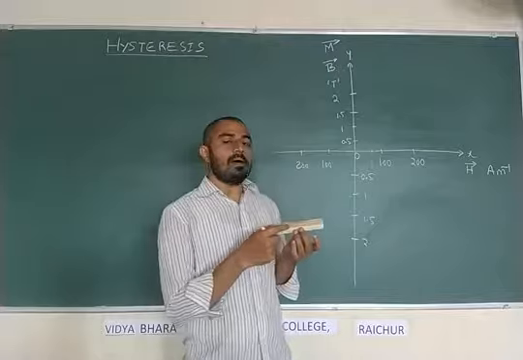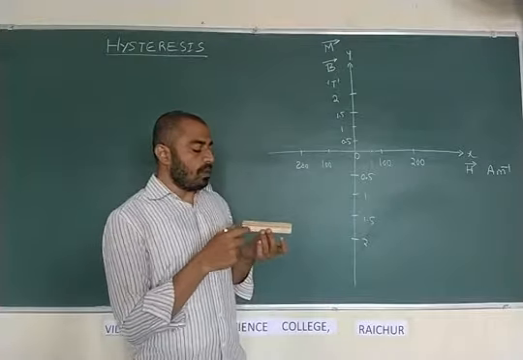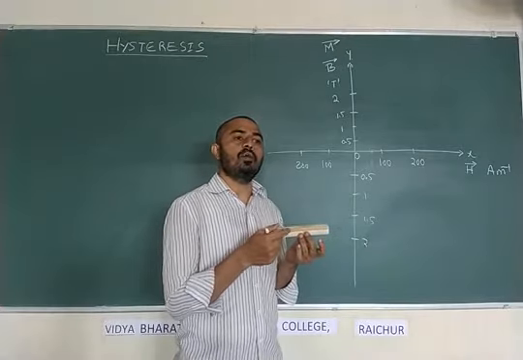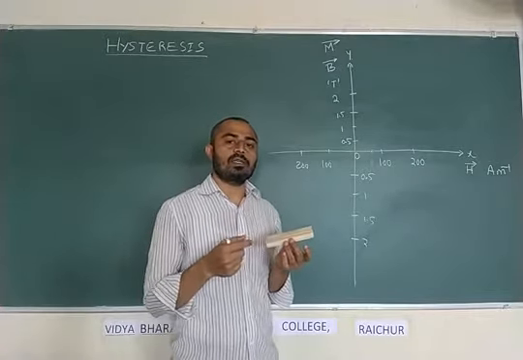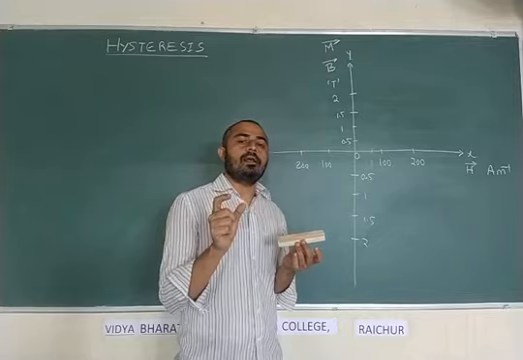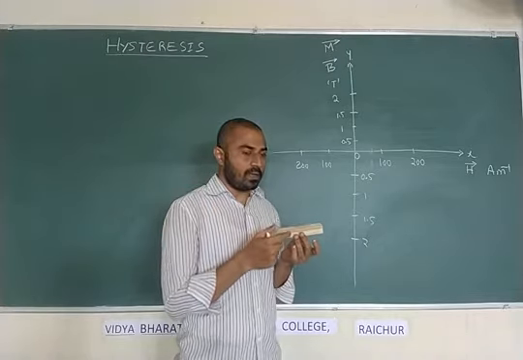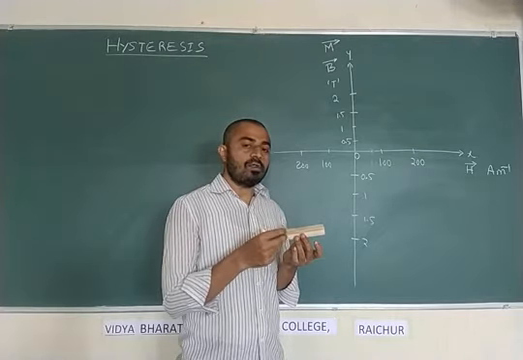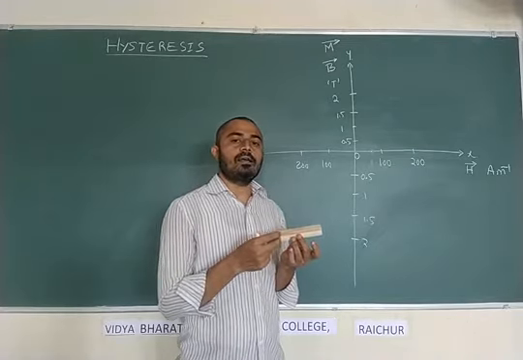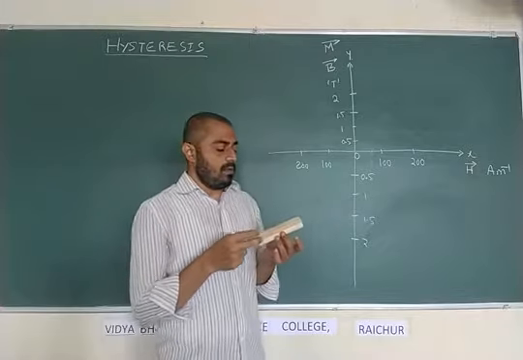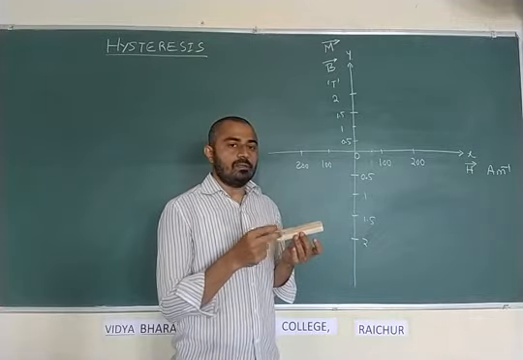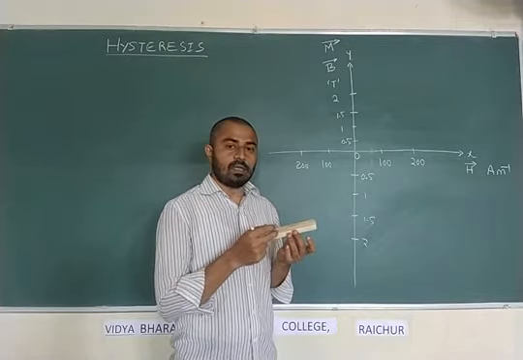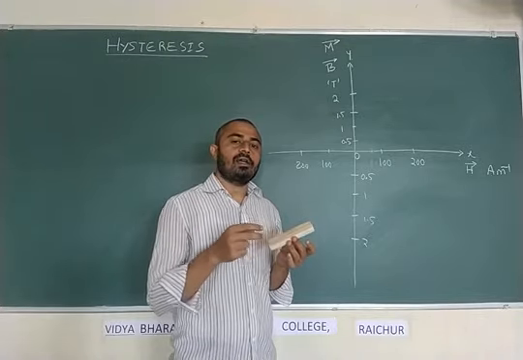By doing so, we are making the domains grow. We are increasing the sizes of a domain. I already told you in the last class, a domain is a collection of atoms in a particular size of the ferromagnetic material. The growth of that domain is called an increasing domain.